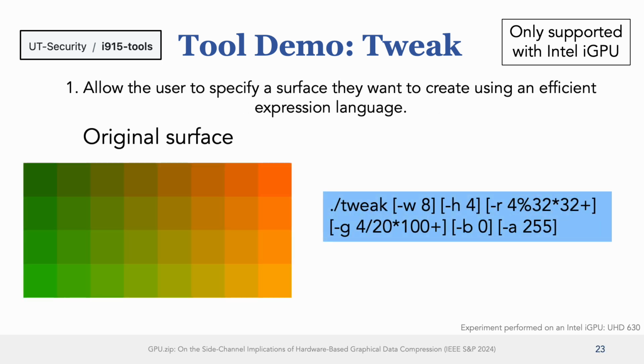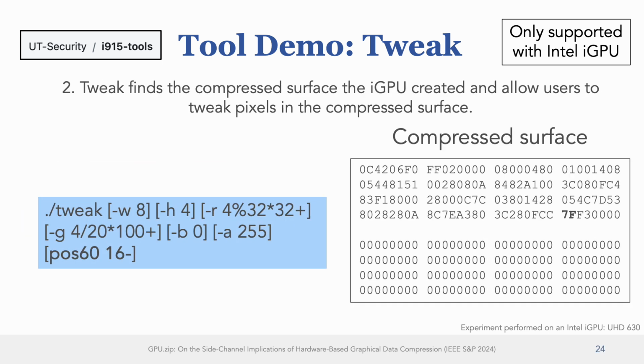First, our tweak functionality allows the user to specify a surface they want to create using an efficient expression language. In this case, we're specifying that we want to create the gradient surface we saw throughout this talk. Then, it automatically finds the compressed surface that the GPU created by searching through the process address space, and allows the user to tweak pixels in the compressed surface. For example, we can tweak the highlighted pixel from 7F to 6F.